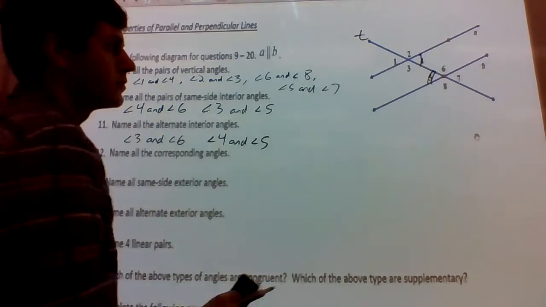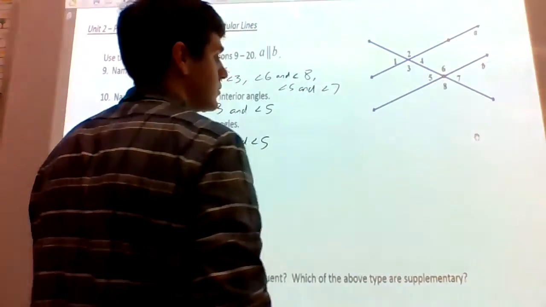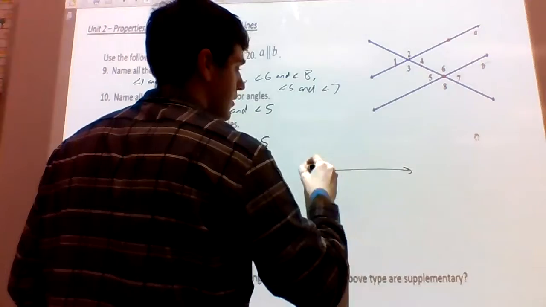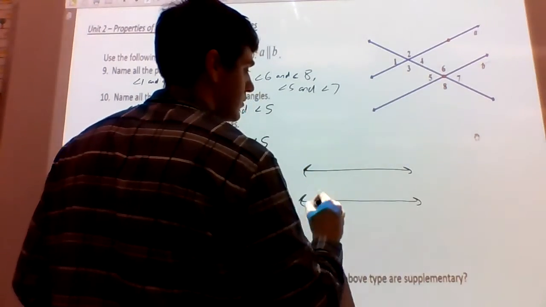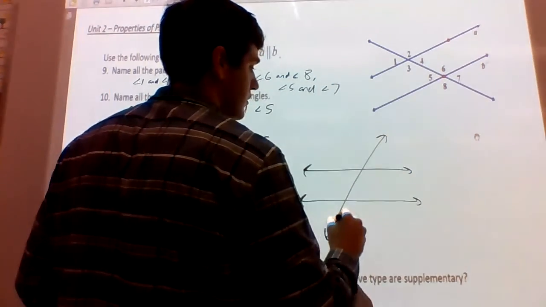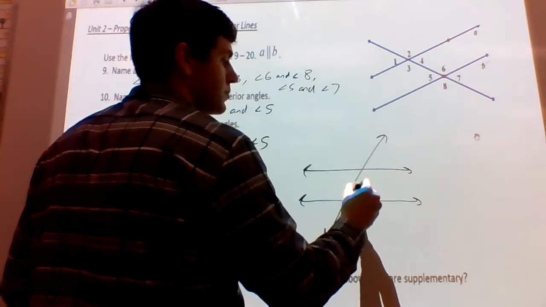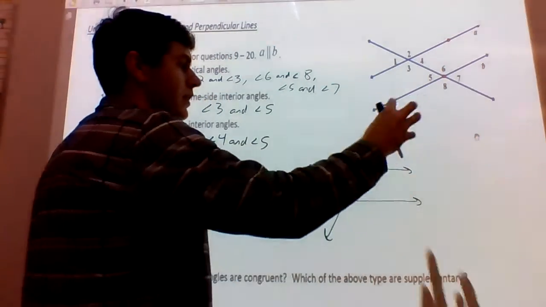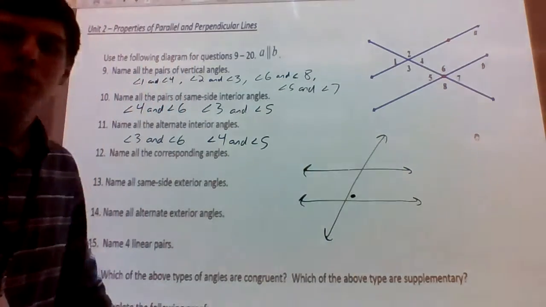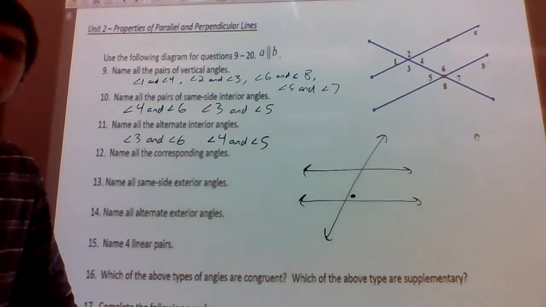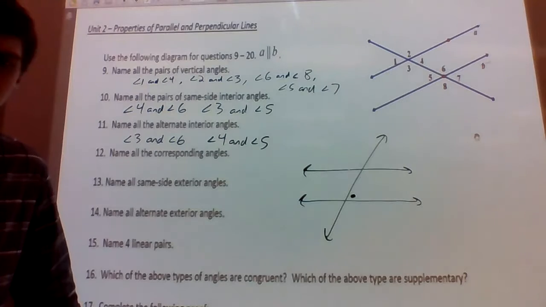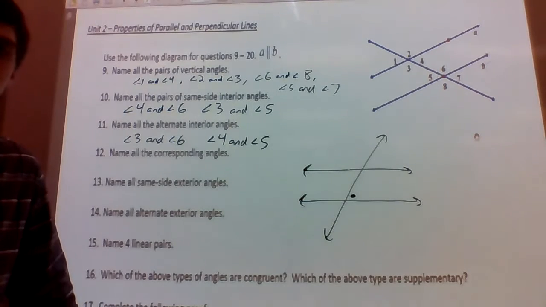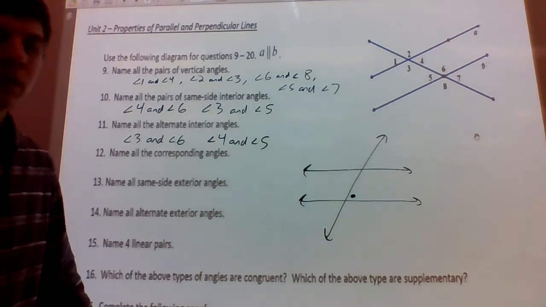12, corresponding. So corresponding, so here's our lines, here's our transversal. Okay, if you pick up this point, you pick up this whole intersection, and you put it on top of the other one, the two angles that are on top of each other, or one is on top of the other, those are going to be corresponding angles because they're in corresponding locations.